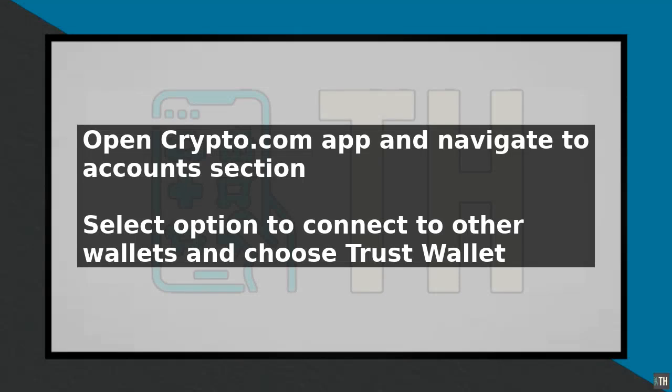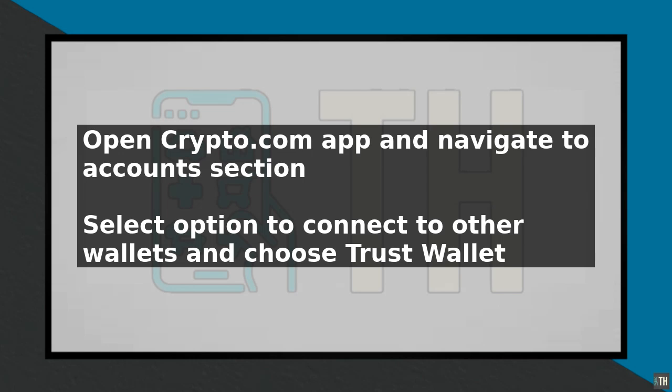To connect Crypto.com to Trust Wallet, start by opening the Crypto.com app and navigating to the Accounts section. Here, you will find the option to connect to other wallets. Select this option and then choose Trust Wallet from the list of available wallets.